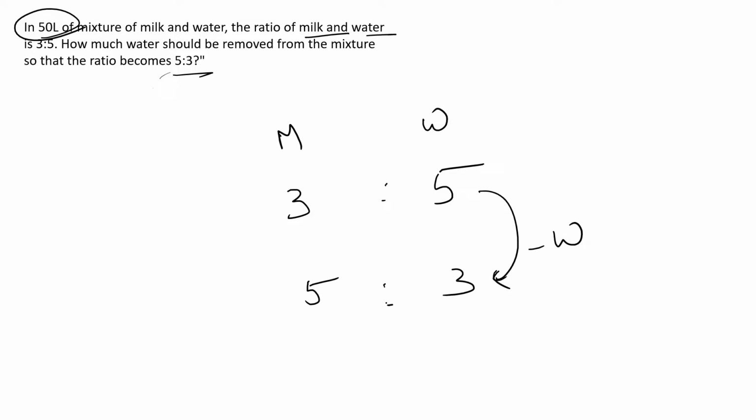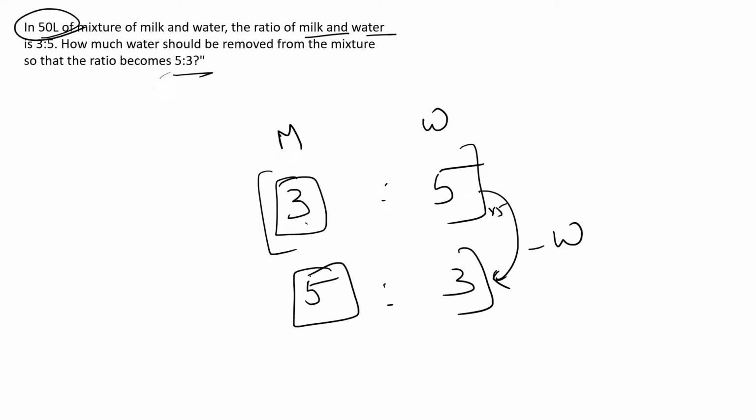If you observe the diagram carefully, we are removing the water but we are not touching the milk. So whatever the milk was before, that has to be there now also. That's why make sure these two variables have the same number here and here, because we are not touching the milk. So you have to make sure both of them are equal to the same number. That's why I am multiplying the first ratio with 5 and the second ratio with 3.